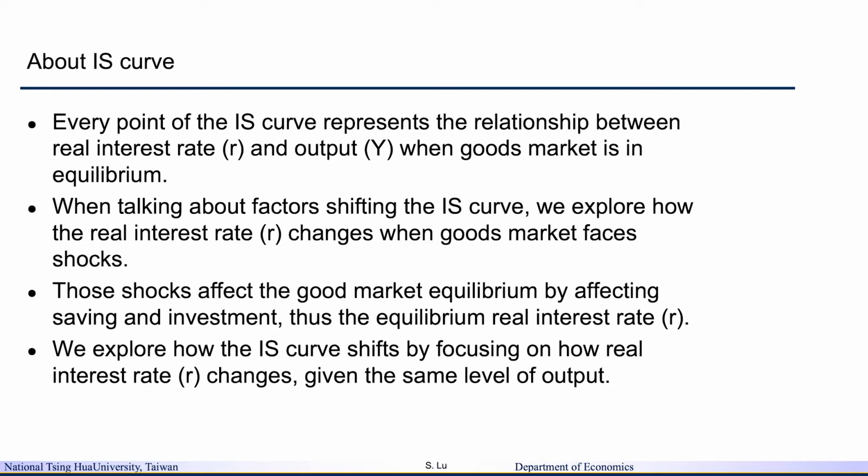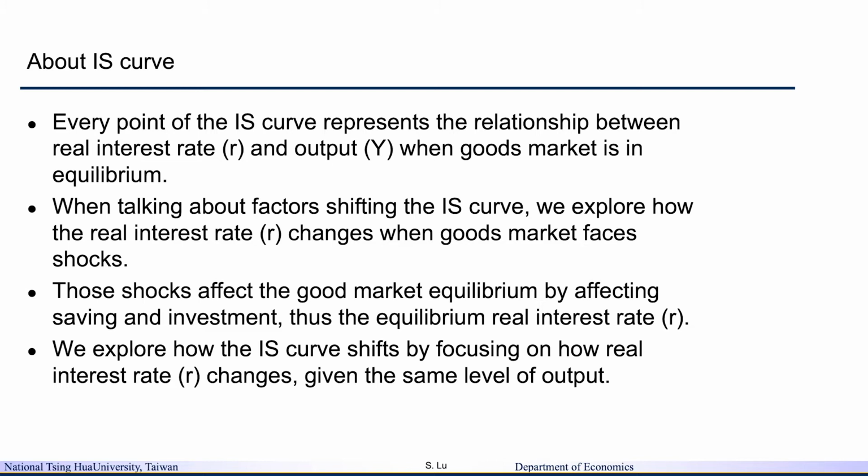So now we want to move on to talk about the IS curve. The IS curve is about the goods market equilibrium. Similar to our discussion of the full employment line, the IS curve is also a curve with the vertical axis R and the horizontal axis Y, and every point on the IS curve represents a goods market equilibrium.